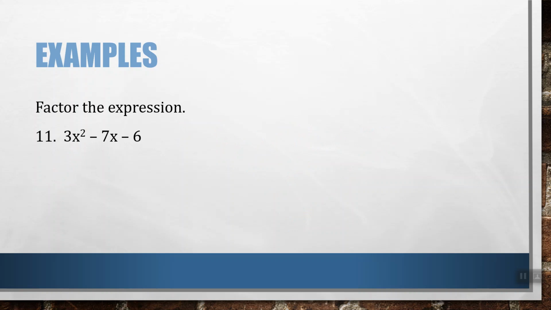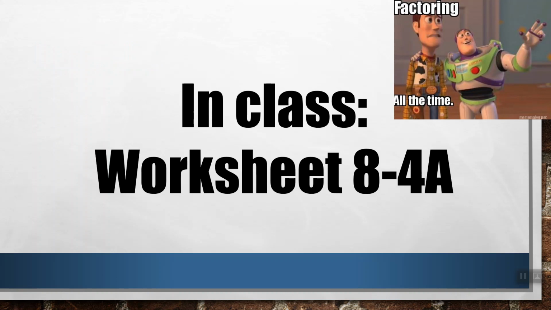Okay, there are 2 more examples, and I'm not going to work through them here in the video. I'm going to have you try them on your own and see how you do with factoring. So number 11 is 3x squared minus 7x minus 6. Don't forget to check if there's a greatest common factor first. And number 12 is 18x squared plus 33x minus 30. So go ahead and work through both of those. We'll go over them at the beginning of class so you can check to see if you got it right.